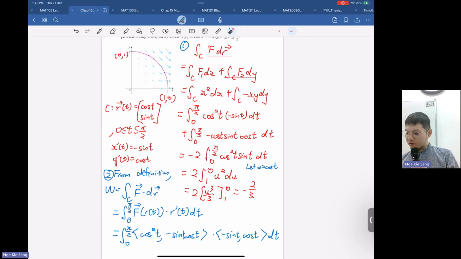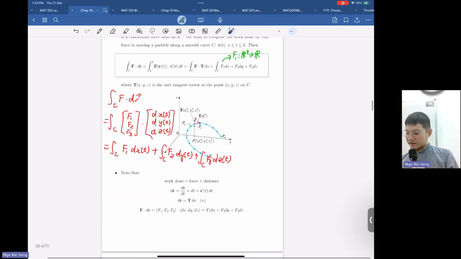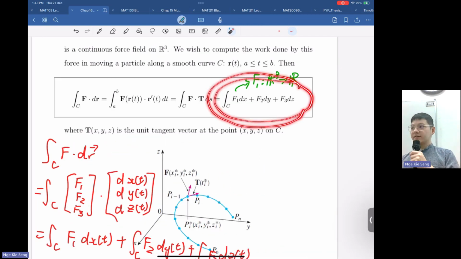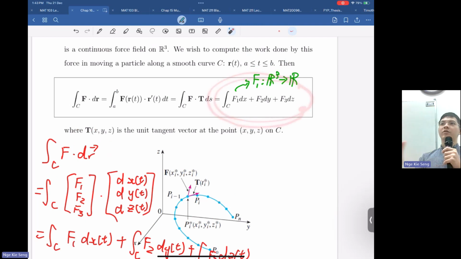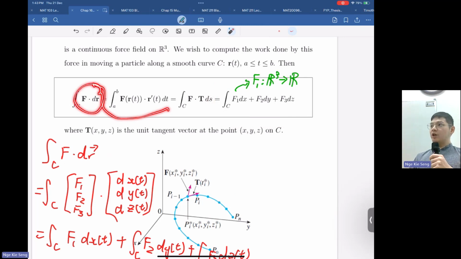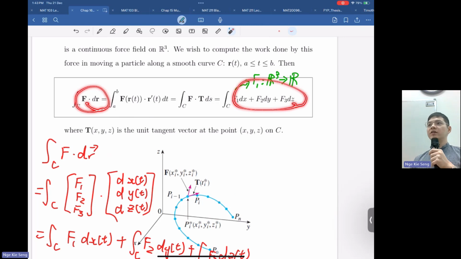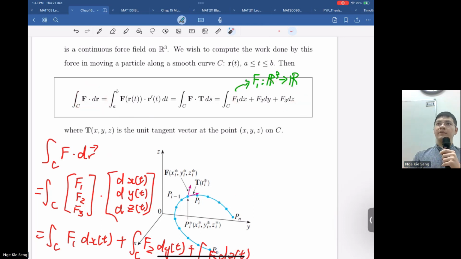If you want to remember the formula, the formula is this, on the right-hand side here. You split the work done into three components. If you want to remember the definition, it is this: you integrate over a dot product. After the dot product, you are actually adding up in different directions. You see, F1 only deals with dx, F2 only deals with dy, F3 only deals with dz. Make sense or not?